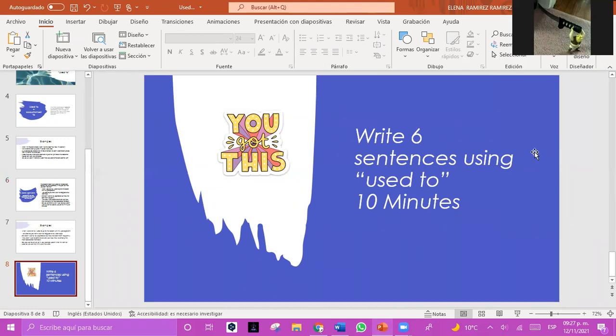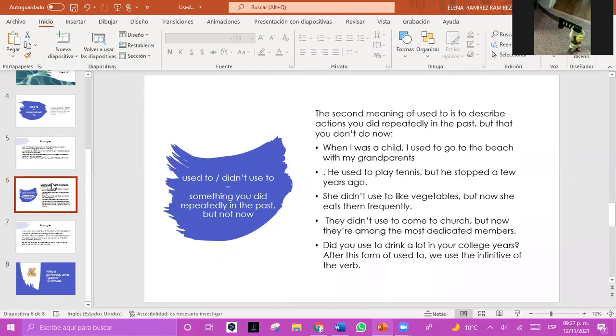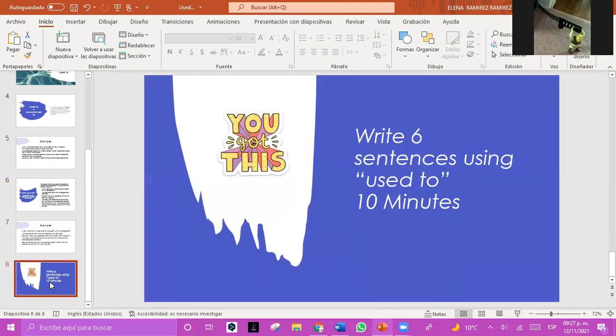For this activity, you have to write 6 sentences using just the two forms. I need that you use this one, that means accustomed to, and this one, that means you didn't use to, or something that you did repeatedly in the past but not now. Okay, so I need that you use these two forms, and it will be 3 and 3, or whatever you want, but I need that you use the two forms. Okay, so for this activity I guess that 10 minutes is okay.